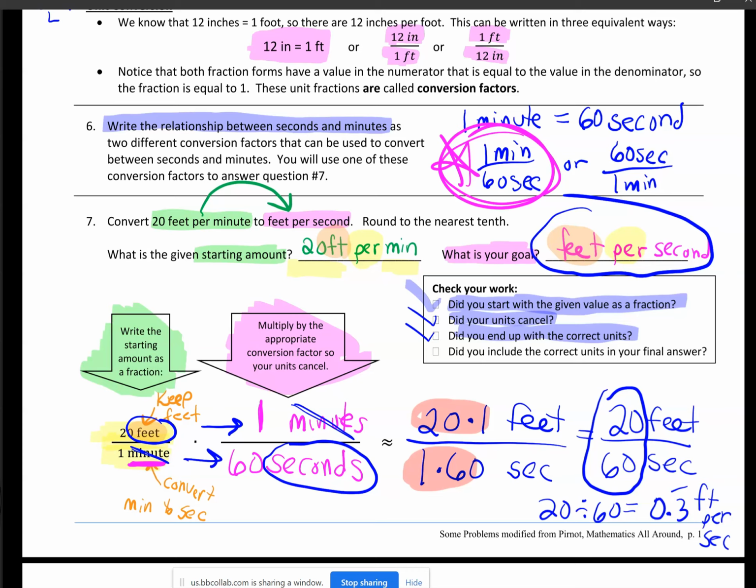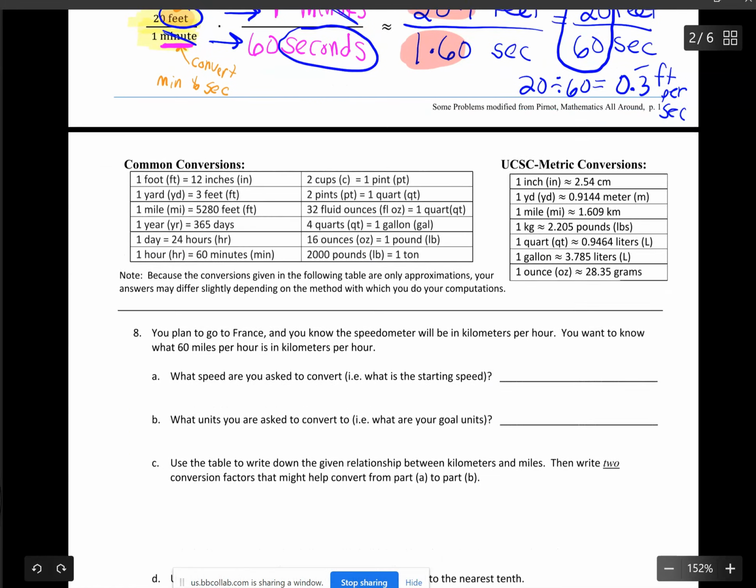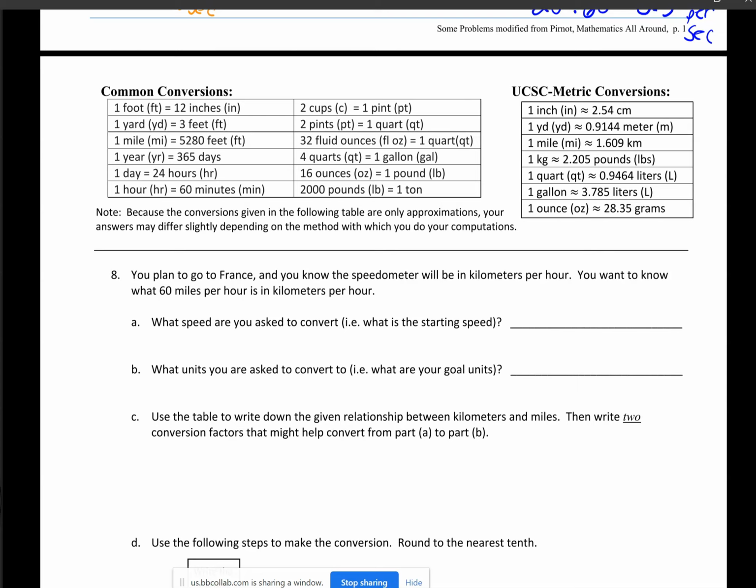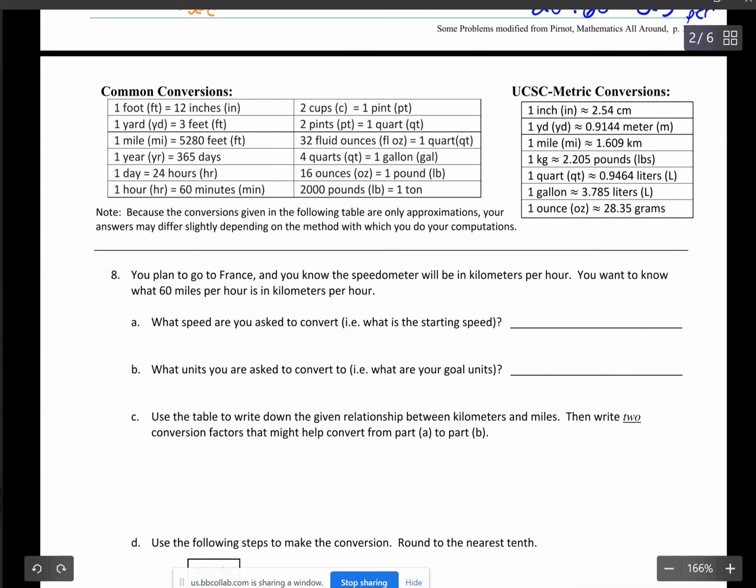Okay, so let's try another one. If you're still a little confused, that's okay. We're going to do the same process over and over again. You've already done this one, so we're not going to go through it together. We did this in our warm-up.